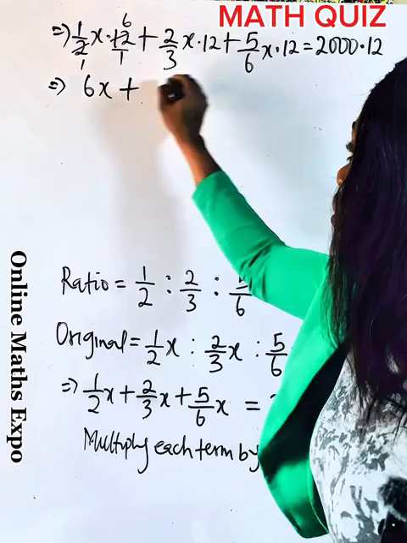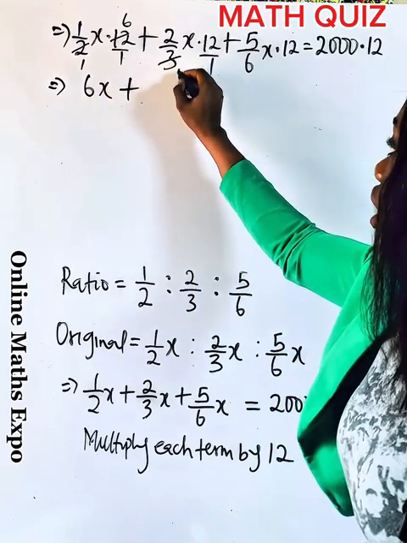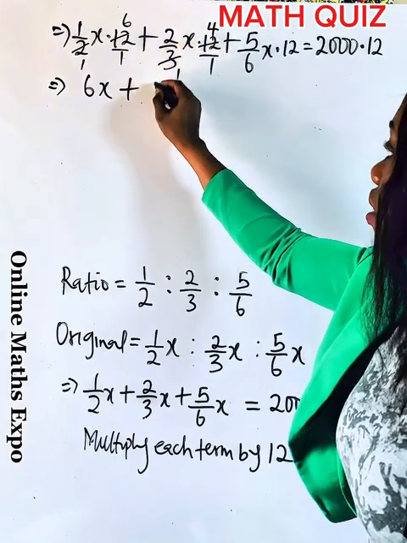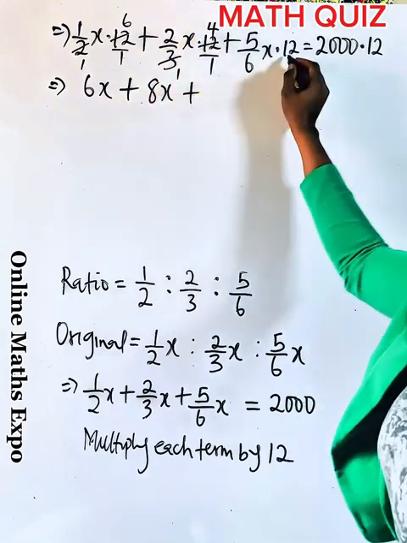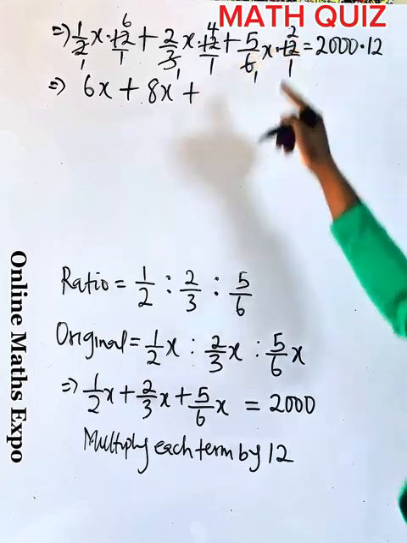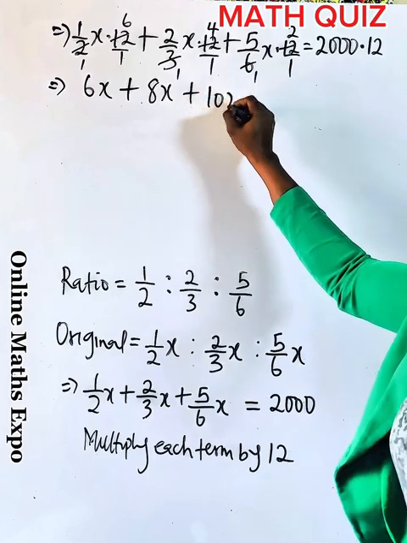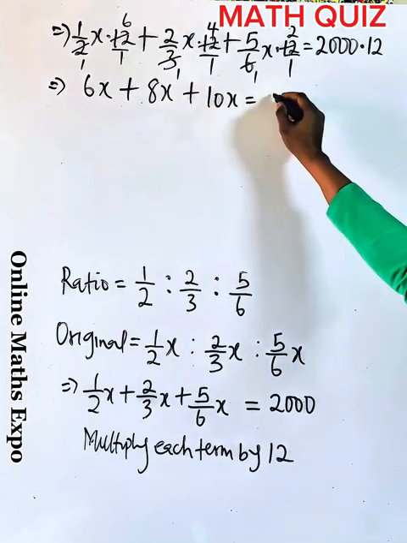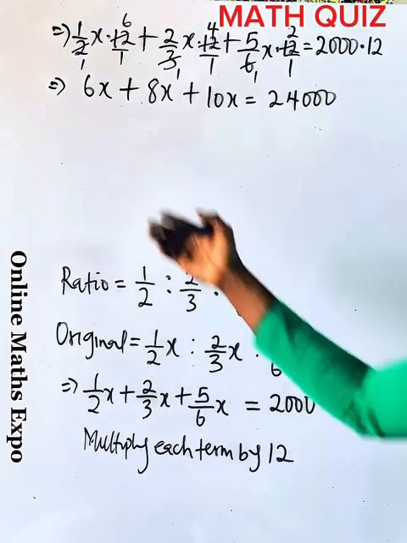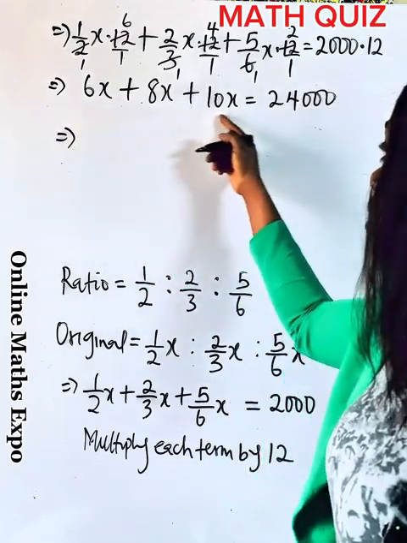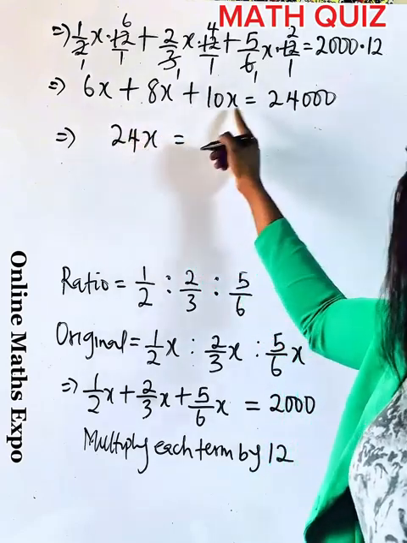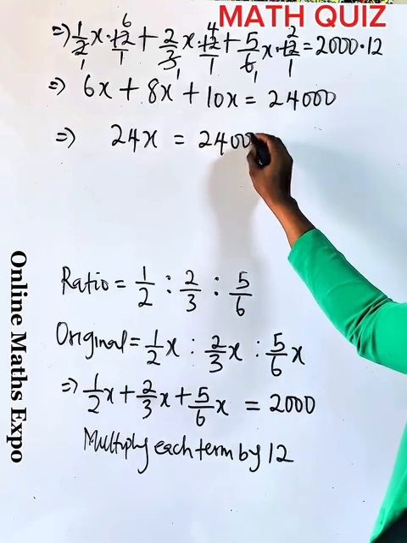Then we have plus, this is over 1. 3 here is 1, 3 here is 4. Multiply this, 2 times x times 4 gives us 8x. Plus, this is over 1. Here is 1, here is 2. This multiplied gives us 10x, equal to, multiply this, we have 24,000. Now at this point you add up. Adding this gives us 18. So we have 24x equal to 24,000.